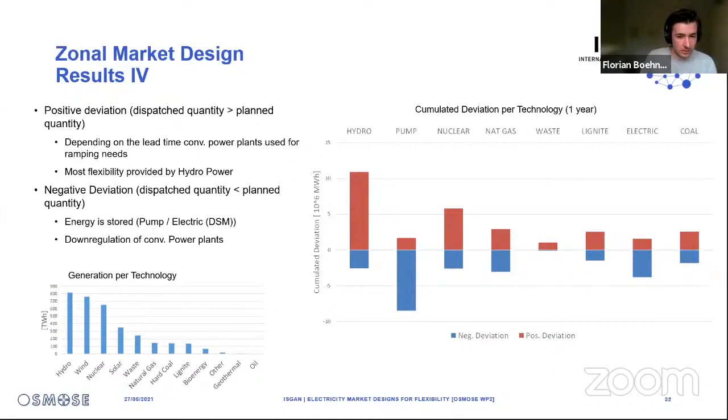And one last argument, when we see the amounts dispatched for natural gas, lignite and coal as a reaction for the forecast errors, we see that they are mainly used for this when we put this into perspective with the total generation per technology on the bottom left on this chart. So those technologies play a key role in terms of ramping in both directions. That's what we can take away from this in 2030.